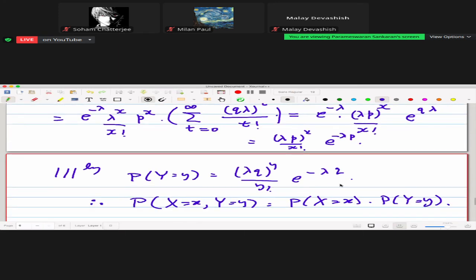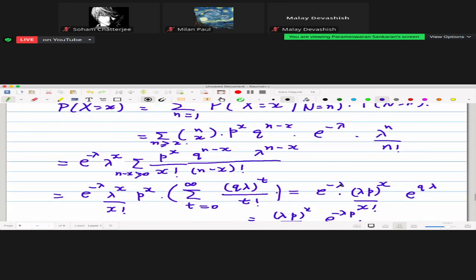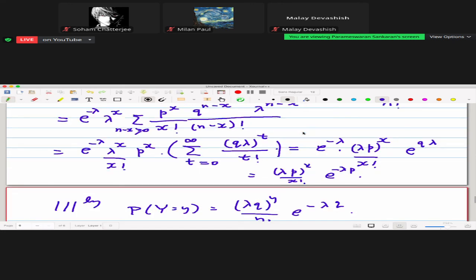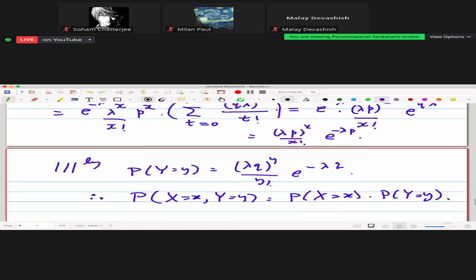You see here, I already wrote it in a certain way. e power minus lambda is sticking out, but this is e power minus lambda p times e power minus lambda q. And then you club it along with this one, and then you get it. When you take the product, it becomes e power minus lambda (p plus q). p plus q is 1, therefore you get e power minus lambda. And these two, you just substitute, and you see that it's okay. Is that okay? Yes, sir. Thank you.